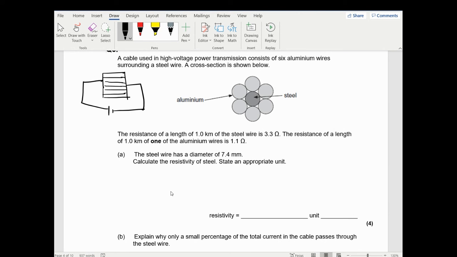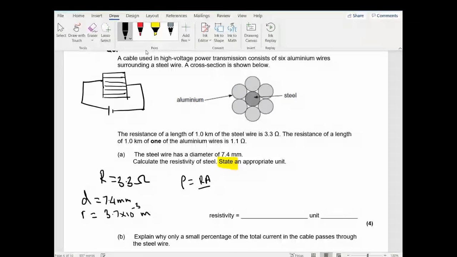Okay, so what we're going to do is use the information we've got here, and this is of steel. So this is the information we're after for steel. There's 1 steel wire. I know the resistance is going to be 3.3 ohms. I know the diameter is 7.4 millimetres, so the radius is going to be 7.4 divided by 2, so 3.7. And so we're going to use resistivity is RA over L.